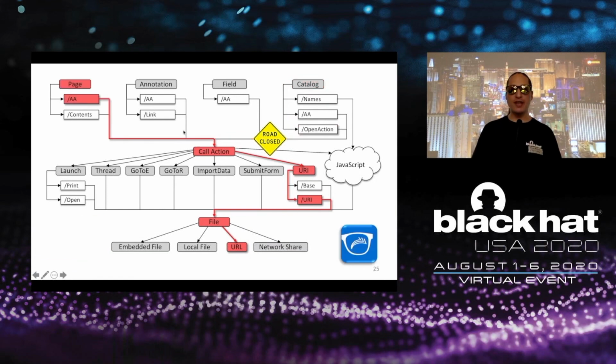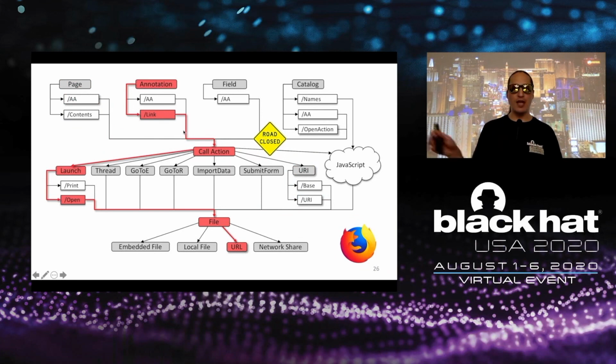But what if we just try another path? Using this path by calling the URI action from a different event, like from the additional actions of a page object, we can bypass existing protection mechanisms, for example, in Perfect PDF Reader. We can also use a completely different action, such as the launch action, which we'll have a closer look at later, to trigger a URL. So this path actually describes a clickable link in a PDF document.